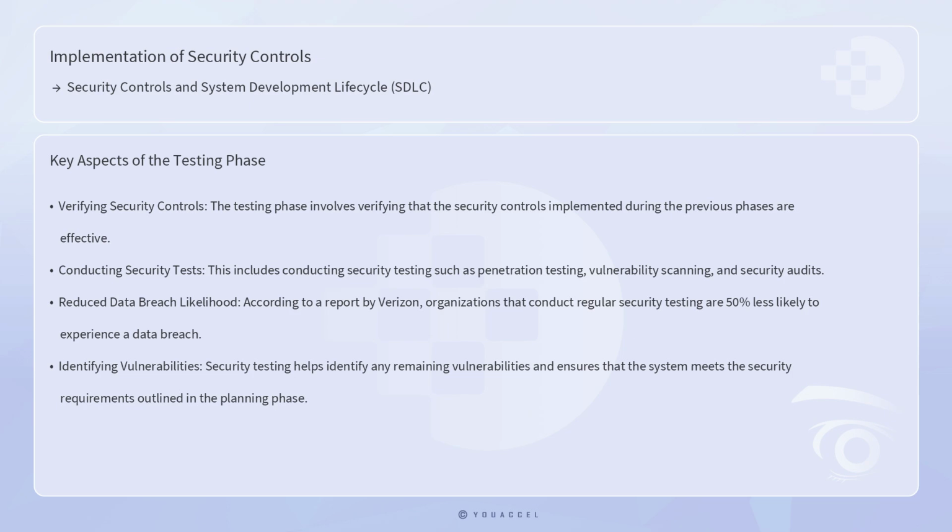The testing phase involves verifying that the security controls implemented during the previous phases are effective. This includes conducting security testing, such as penetration testing, vulnerability scanning, and security audits. According to a report by Verizon, organizations that conduct regular security testing are 50% less likely to experience a data breach. Security testing helps identify any remaining vulnerabilities and ensures that the system meets the security requirements outlined in the planning phase.